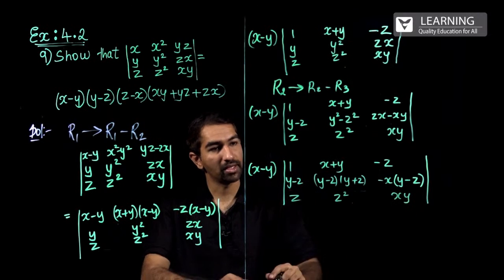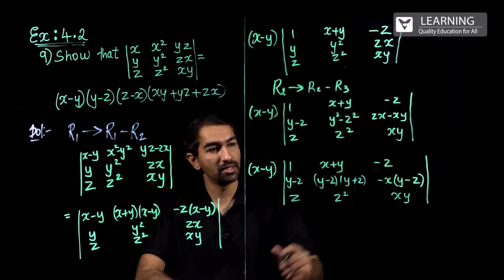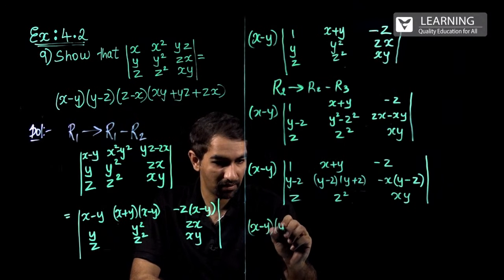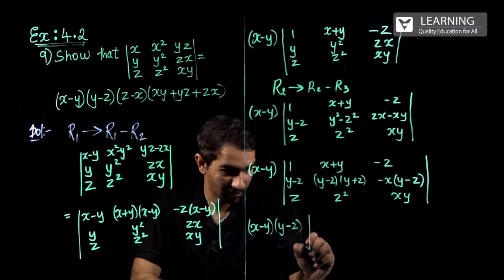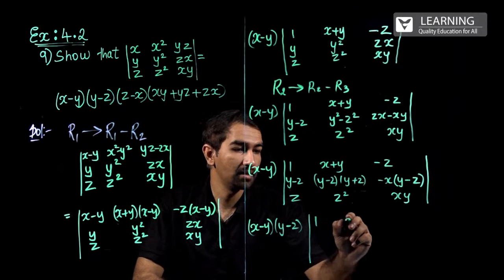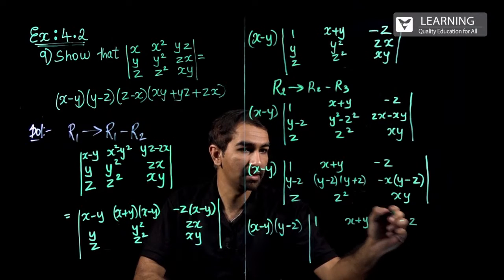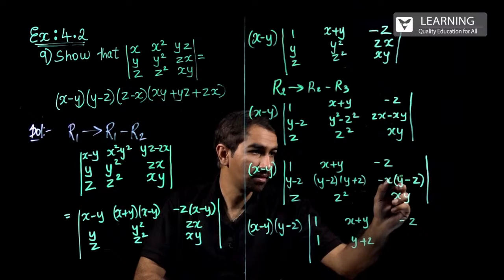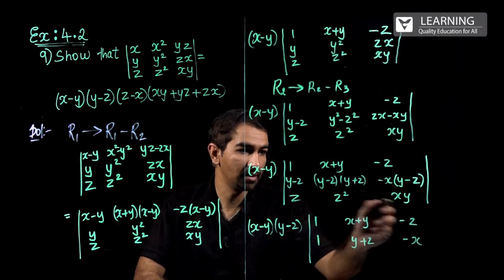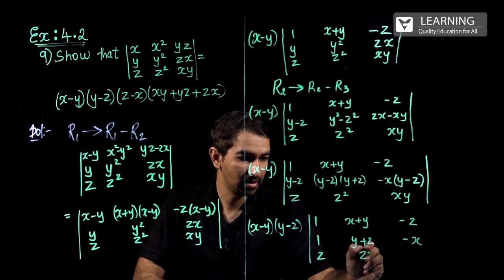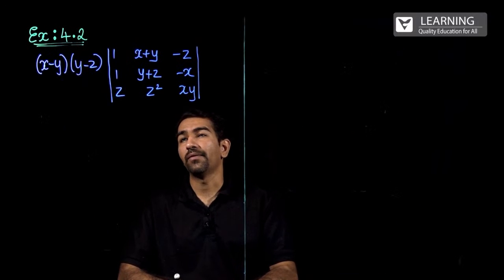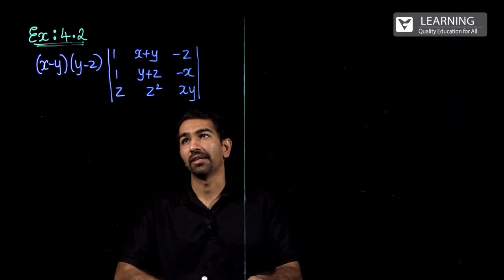Now you see the second row. Can we take out y minus z common from the second row? We can. So write that again here. x minus y of y minus z of 1, x plus y, minus z. So here we'll write again 1, y plus z, minus x, and third row as it is, z square, xy. So moving with the next one, we have to take out z minus x outside now, correct? x minus y, y minus z, and z minus x outside.